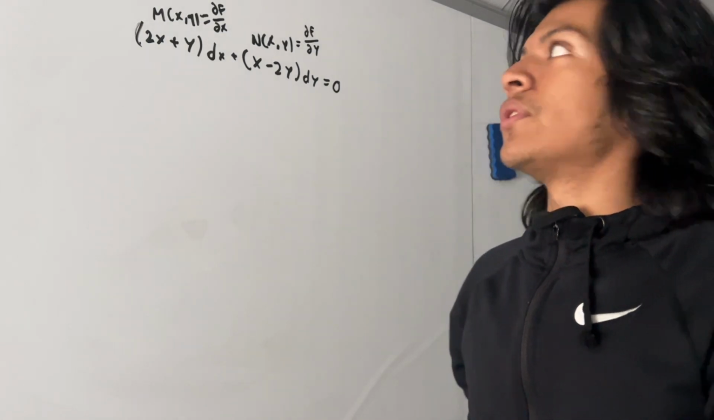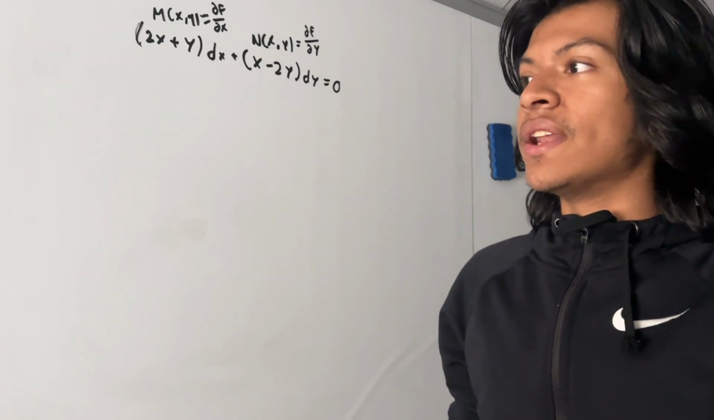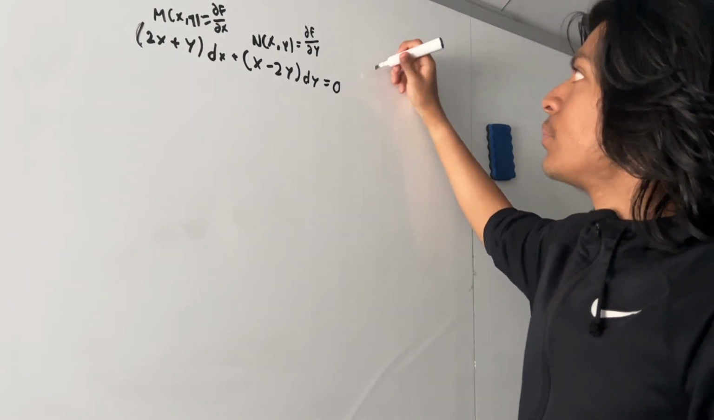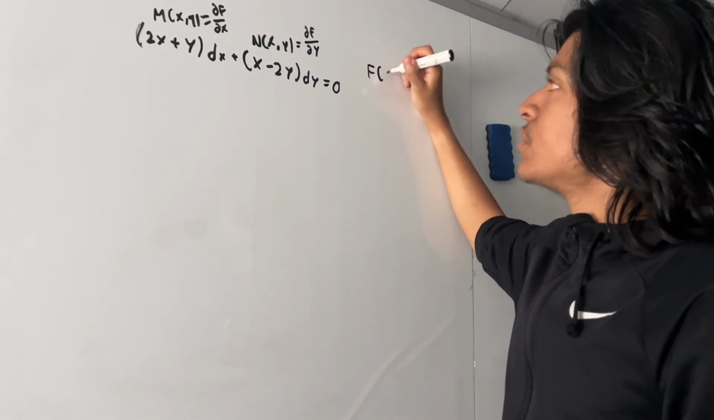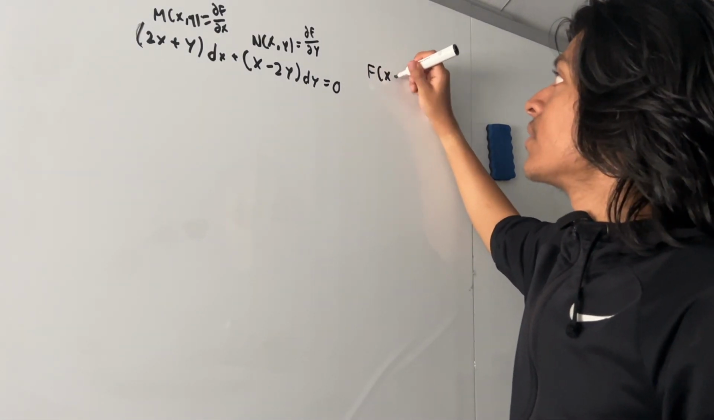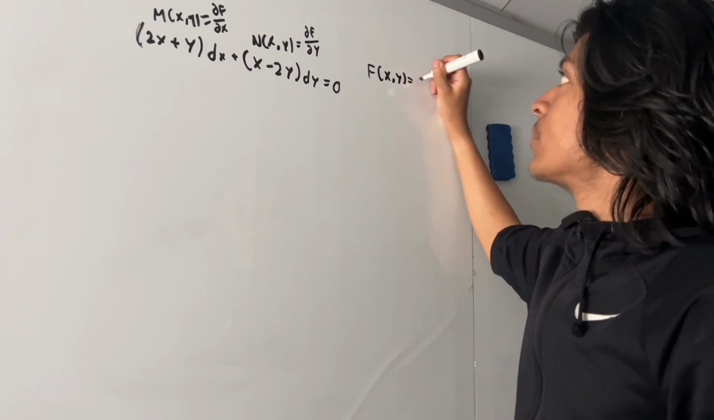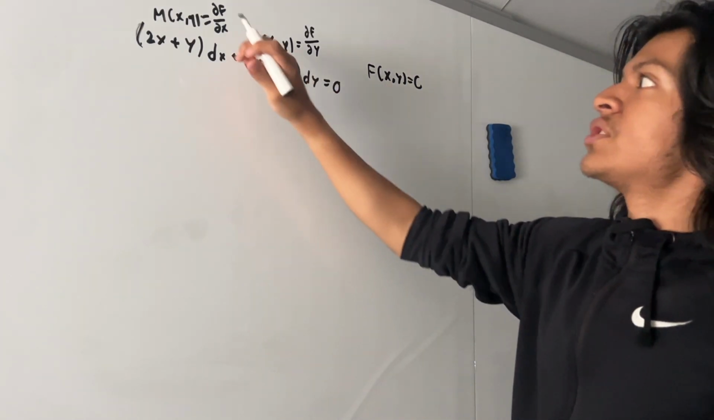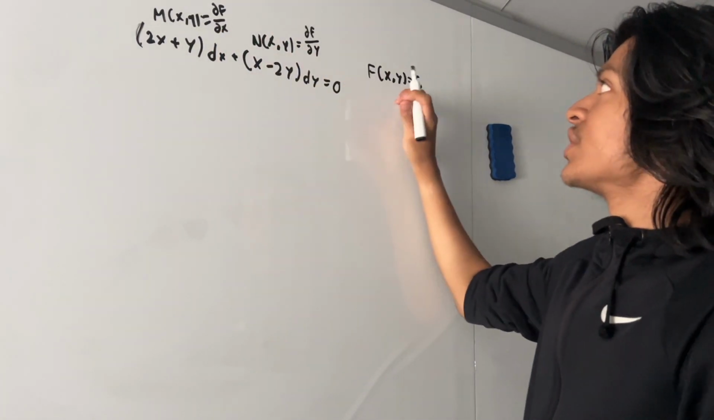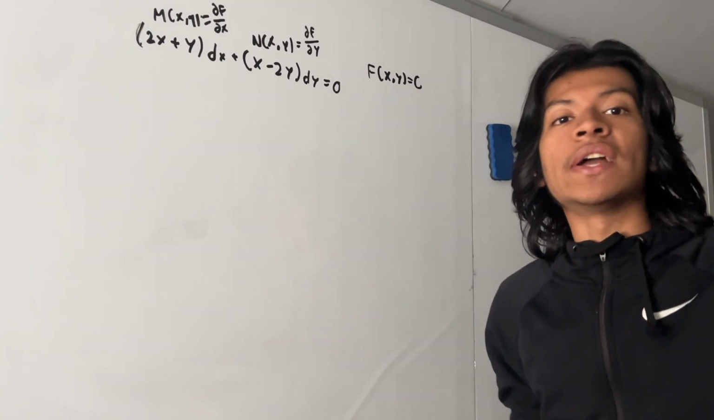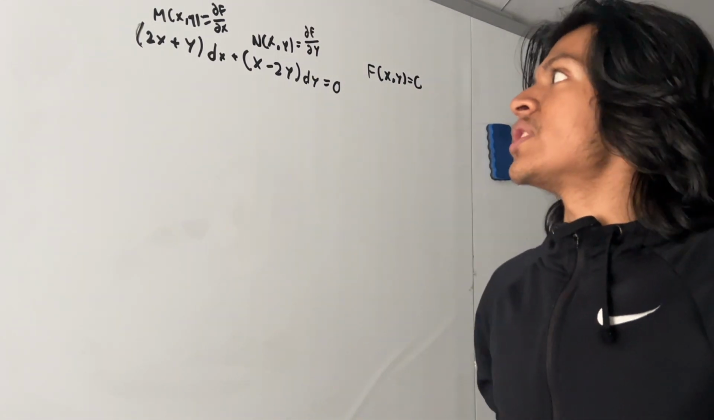Yeah, we're able to solve for our function, which then we could pretty much just plug in to our first equation from the very start, F of x, y is equal to c. So once we're able to solve for our function, we could just plug it in here and pretty much get our answer for this differential equation.